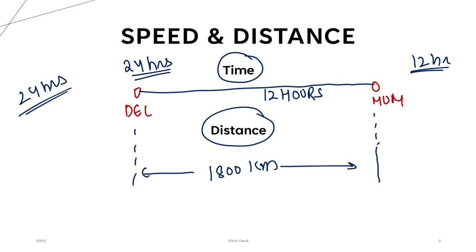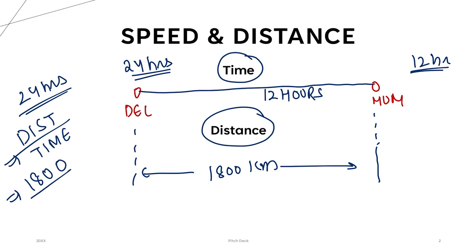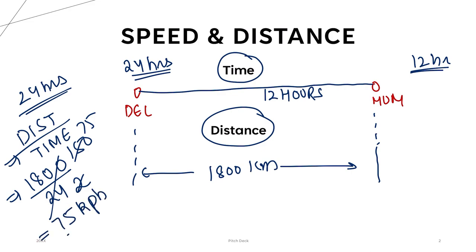The formula for speed is distance divided by time. It means the total distance you are covering divided by time. The distance earlier has not changed. Suppose that is 1800 divided by 24. I hope this is clear. Solving this, 12 twos are 24, 12 fives are 60, so 75. So earlier you could drive at 75 kilometers per hour. I hope this calculation is correct.